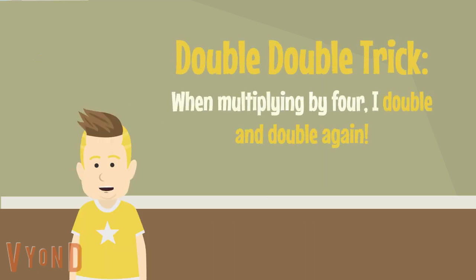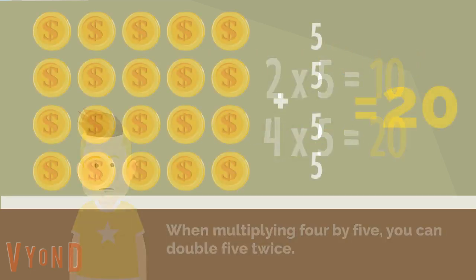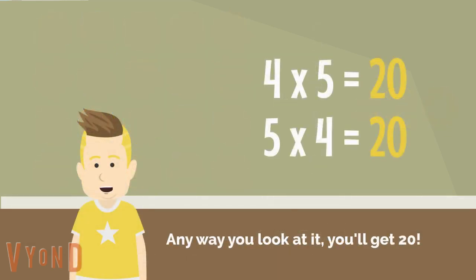Once you know how to multiply by 2, then multiplying factors by 4 is really easy. All you do is use the double Dutch trick twice. I call it double-double. To multiply 4 and 5, you can double 5 one time to get 10, and then double 10 to get 20. Don't forget that 4 times 5 means you have 4 groups of 5 things. It also means you have 5 groups of 4 things.